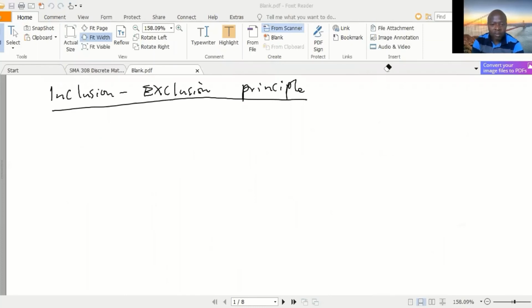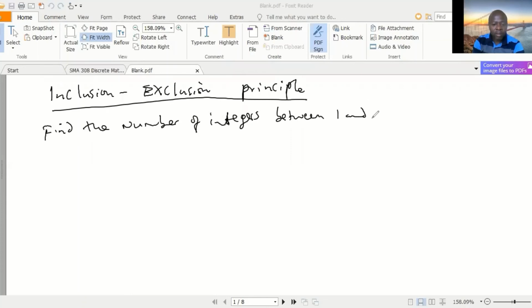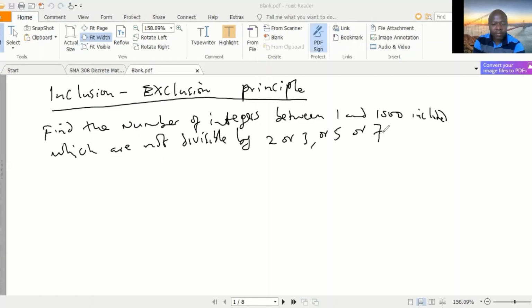Now, so let's write the question. The question says, find the number of integers between 1 and 1,000 included, which are not divisible by 2 or 3 or 5 or 7, which are not divisible by any of these numbers.